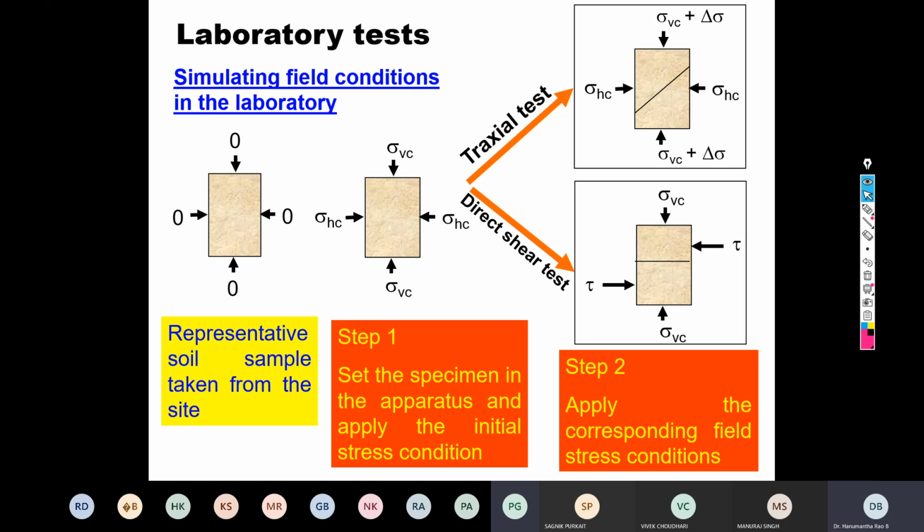If you look at the case, sir. Sir, please explain this triaxial again. Your voice breaks, sir.